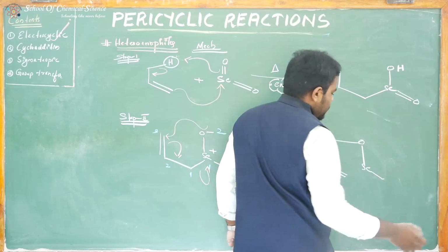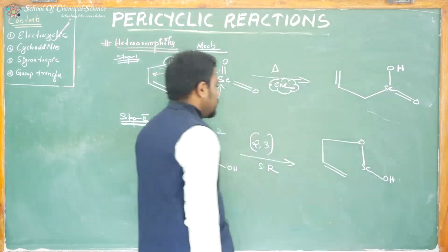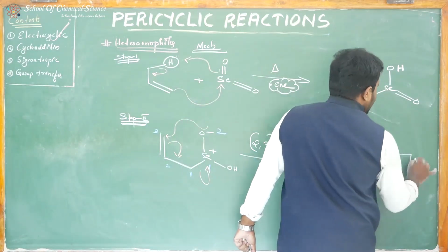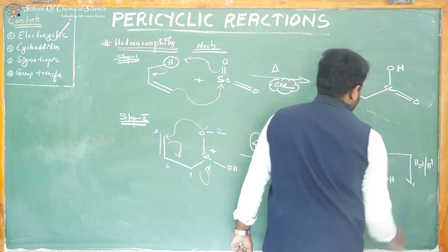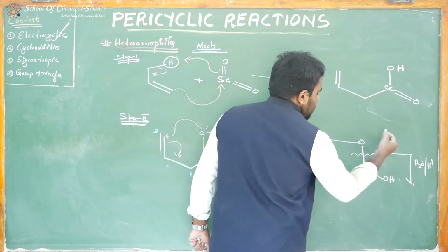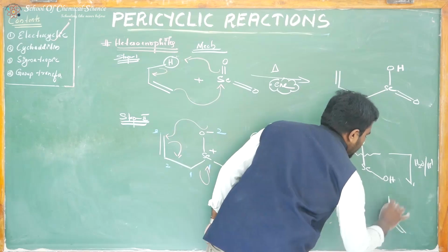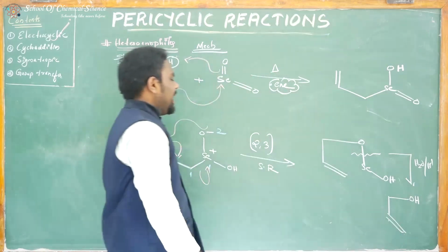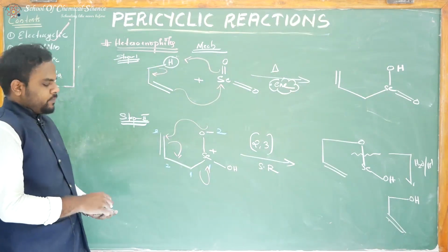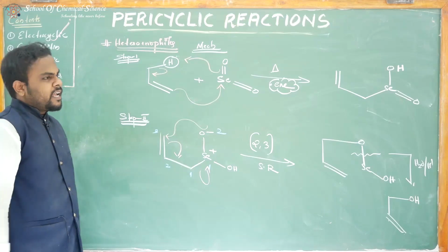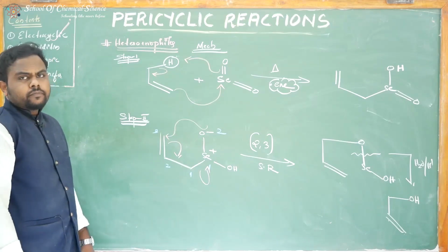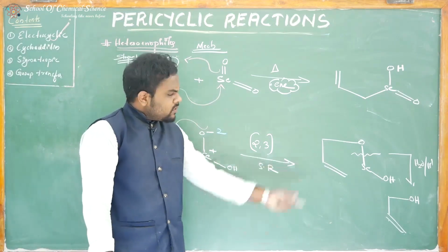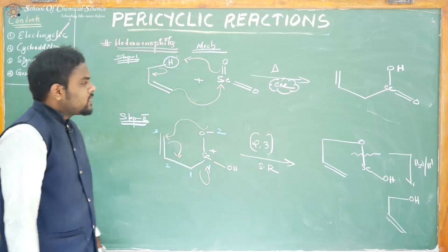Then followed by hydrolysis or workup. Hydrolysis, H2O, H plus. This is converted into double bond OH. That means 1, 2, 3 allylic carbon is oxidized to OH. The oxygen selenium bond can be cleaved by using some reagents we discussed, or simple hydrolysis also. It is converted into OH.